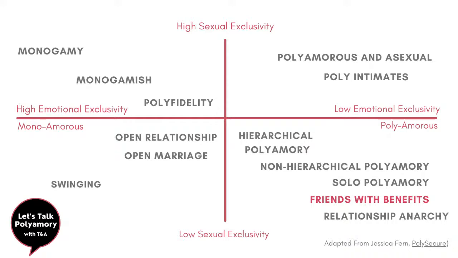So the friend part would be the amorous part, right? Because we're not just doing random hookups or casual stuff without any kind of emotional involvement. We have an ongoing relationship. We care for the other person. They care for us. We're friends. And we have the benefits. So we are having a sexual expression, but without the expectation of it being exclusive. So it's low sexual exclusivity. Yes. Because you may have other friends with benefits. Yes, I may, and that works quite well.